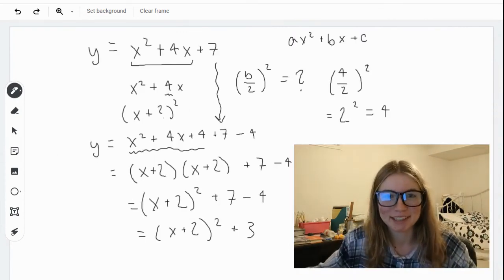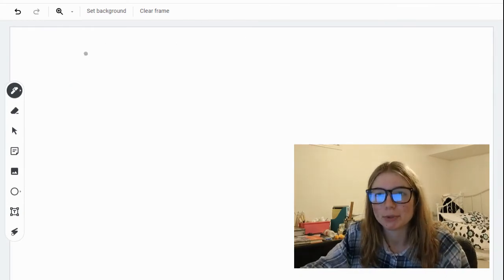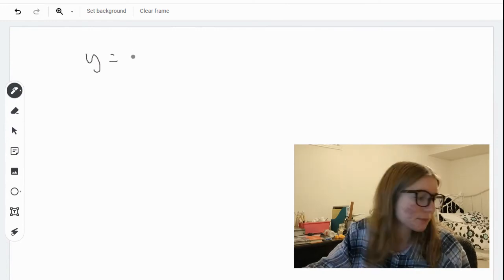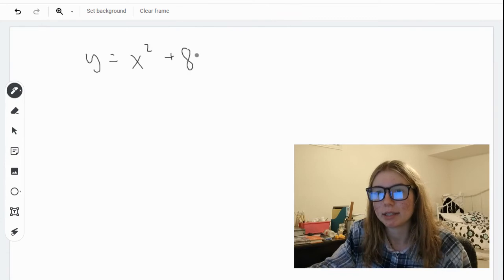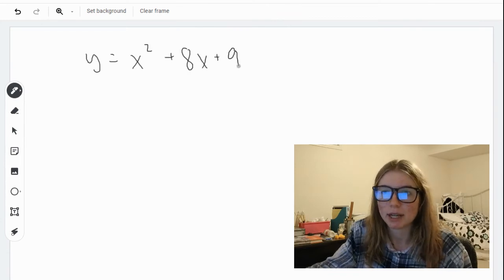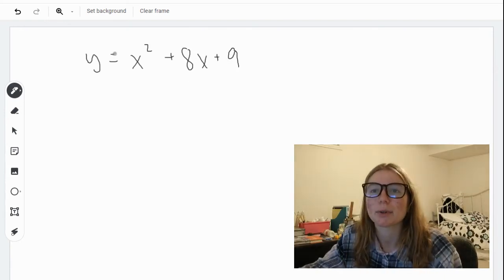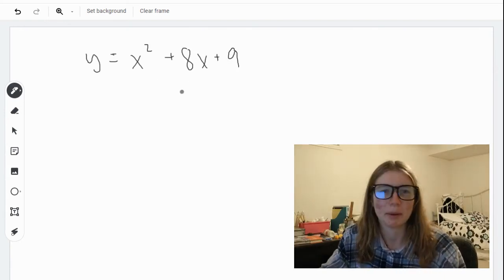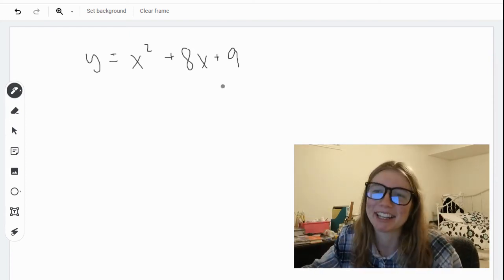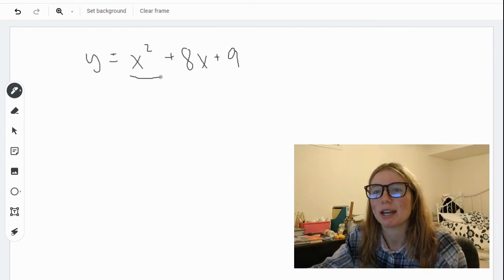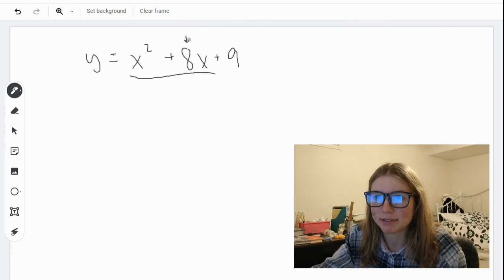Alright, now that you've got the idea, we're going to go ahead and do an example. We're going to do y equals x squared plus 8x plus 9. And we're going to complete the square and find the vertex form. So remember, let's just start out by ignoring this 9. It exists, but we're not going to think about it for a little bit. We're just going to look at the x squared plus 8x. Specifically, this b value right here.